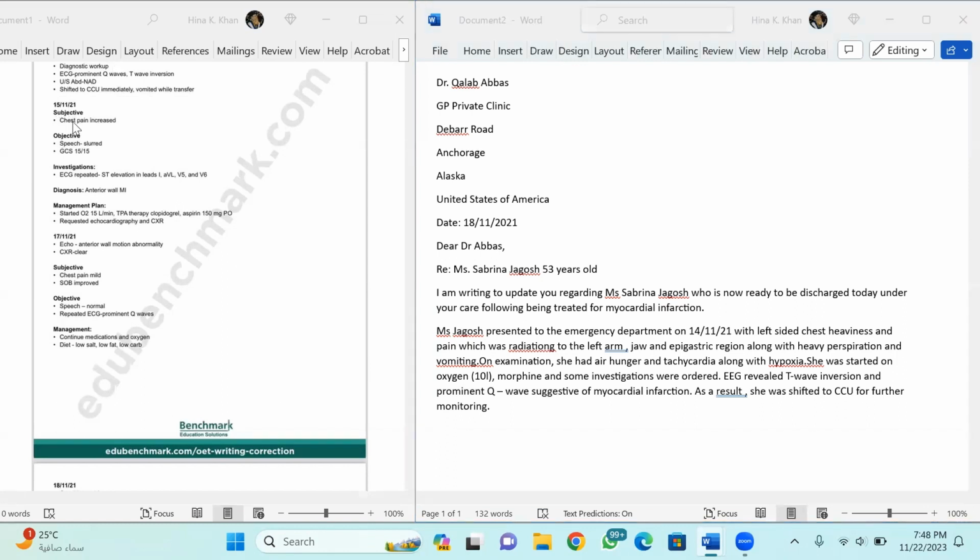Now if you read the 15th: chest pain increased, speech slurred, GCS 15, ECG again, anterior wall myocardial infarction was confirmed. Management plan: she was again started on oxygen, and aspirin was given. ECG was requested along with chest x-ray. Now her condition has deteriorated. Her condition has not improved but deteriorated, so we can write that also. Or you can start with, okay, the next day her condition deteriorated, or something like that. You can use these kinds of sentences also. I will write it, and then I will let you know the other way you can write it.